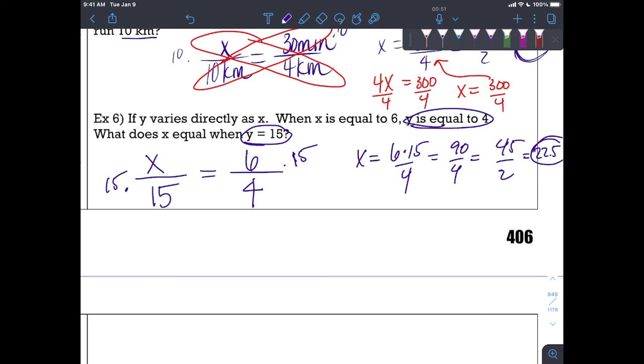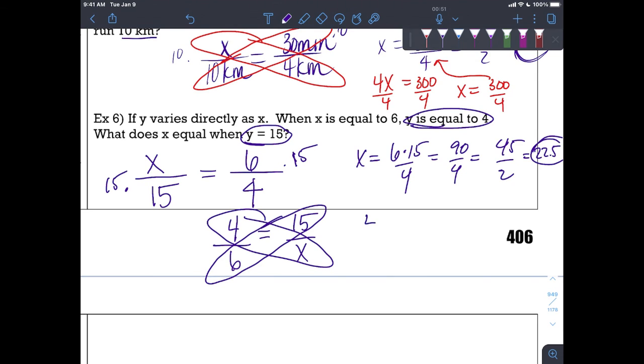Now, I want to go ahead and do it the traditional way with the y's on the top. So I would say 4 and 15, x, 6. I would cross multiply. Divide by 4. And I end up right back at the same exact place.